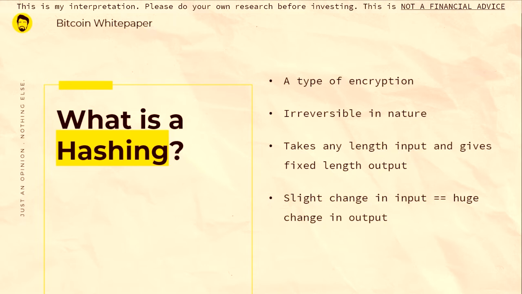I will not go into detail about what exactly hashing is, you can look it up, but just to give you an overview, think of it as a type of encryption which is irreversible in nature. It takes any length of input, a 1 MB file, a character, an entire PDF document, but always gives a fixed length output. That's the special characteristic of a hashing function. Another characteristic is that even a slight change in input, suppose you passed a 5000 word essay to the hashing function, and you change a full stop or a comma, the entire output will change dramatically. This is used in any type of password encryption nowadays.